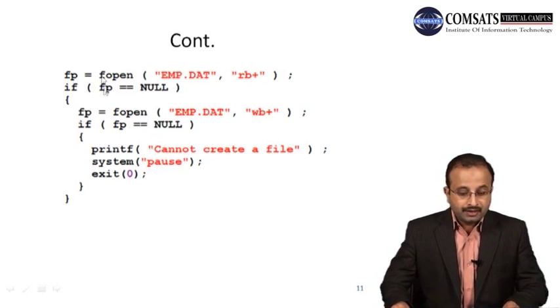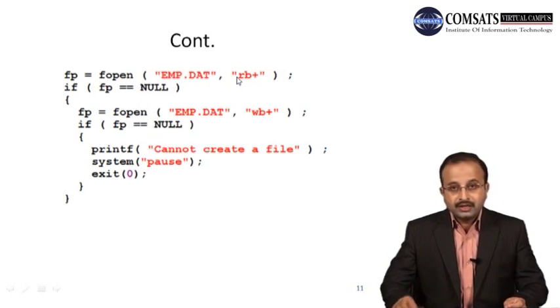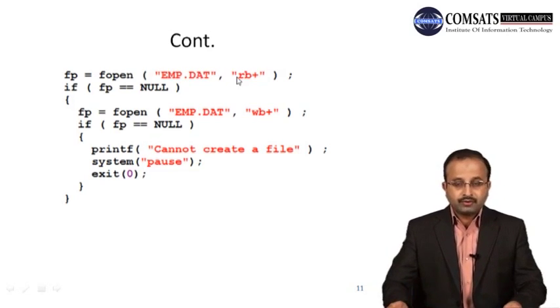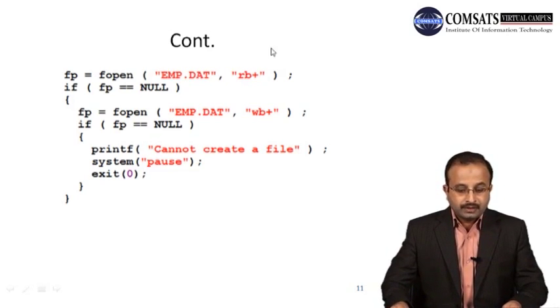Then if that returns null, when will this condition be true? When you run the program for the very first time, then this condition will be true. Or if you delete the file afterwards, then this condition will also be true, because it won't find the file. So if you run the program the first time or you delete the file, then this fopen function will return null. The condition in the if statement will be true.